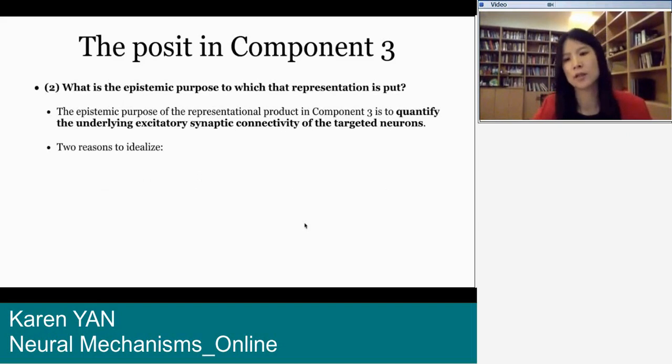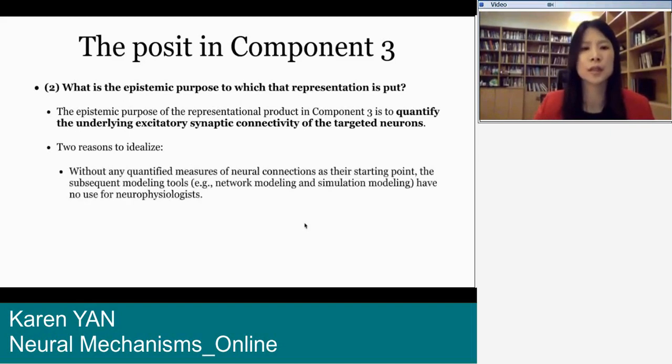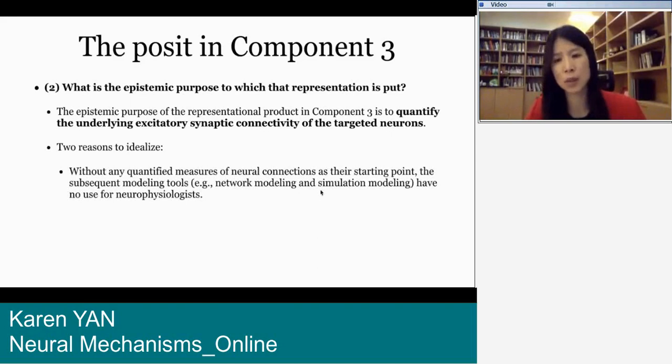And there are two important reasons for them to idealize. Otherwise, the experiments cannot be carried out in any further stage, because without any quantified measures of neural connection as their starting point, the subsequent modeling tools, for example network modeling and simulation modeling, have no use for neurophysiology at all, because these two sets of techniques all require quantitative measures of neural connection, so then you can start doing modeling work. So this is a very important first step: you need to get some quantitative measures to begin with. Otherwise, even though they know how to use the tool, they don't have data to start with.